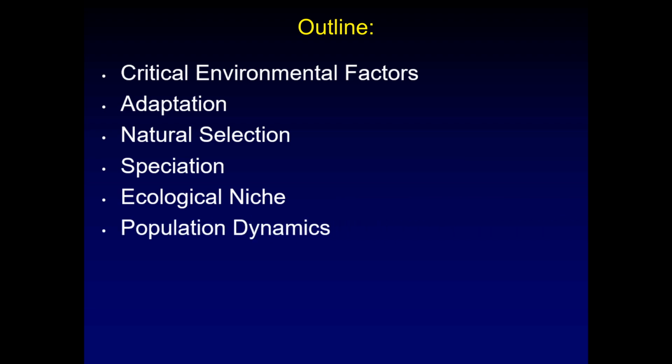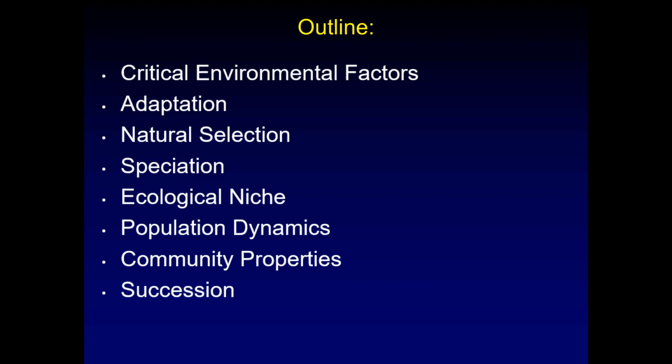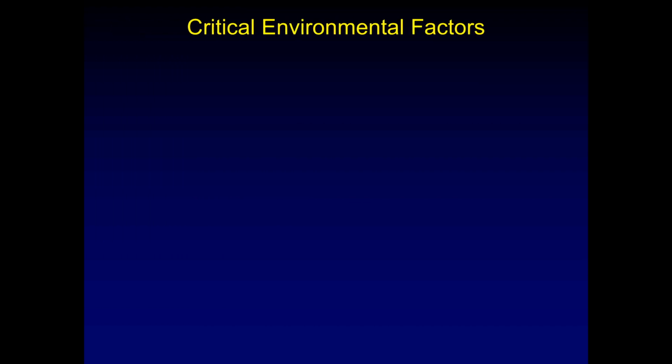We're going to go over population dynamics and community properties. So what makes up each individual community? Why is a wetland a wetland and a forest a forest? We're going to talk about succession, which is something that I find really interesting. And then introduced species, which is where I do a lot of my research, invasive species. Okay, so critical environmental factors.